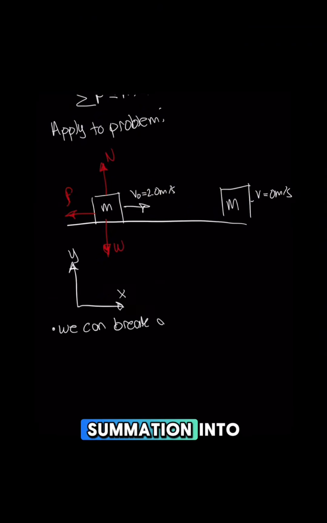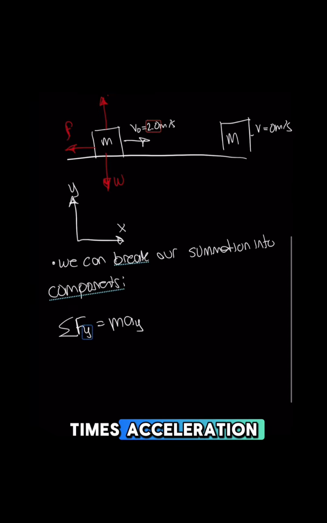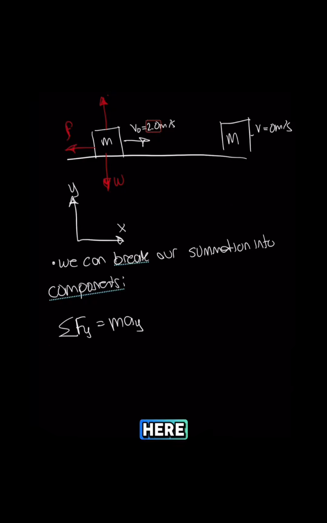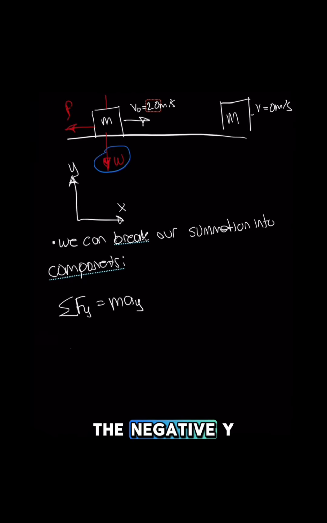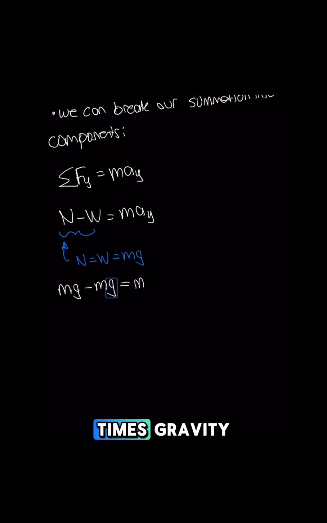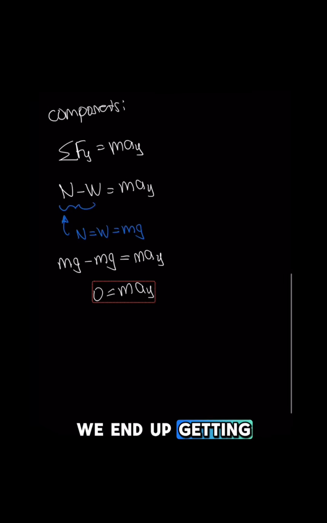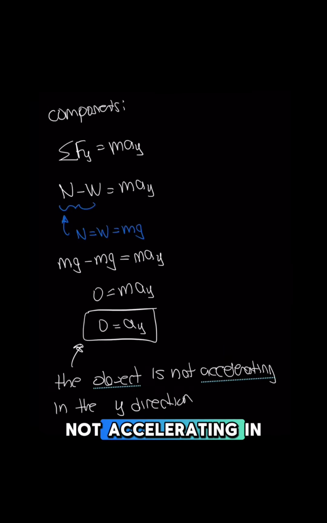If we break down our summation into components, we have the sum of the forces in the y is equal to mass times acceleration in the y. If we look at our diagram here, the two forces in the y direction are the normal and the weight, and the weight is in the negative y direction, so it's going to be N minus W. The normal force and the weight force are going to be equal to the same thing, just mass times gravity. And so if we plug this in, we end up getting that acceleration in y is equal to 0, which makes sense because the mass is not accelerating in the y direction.